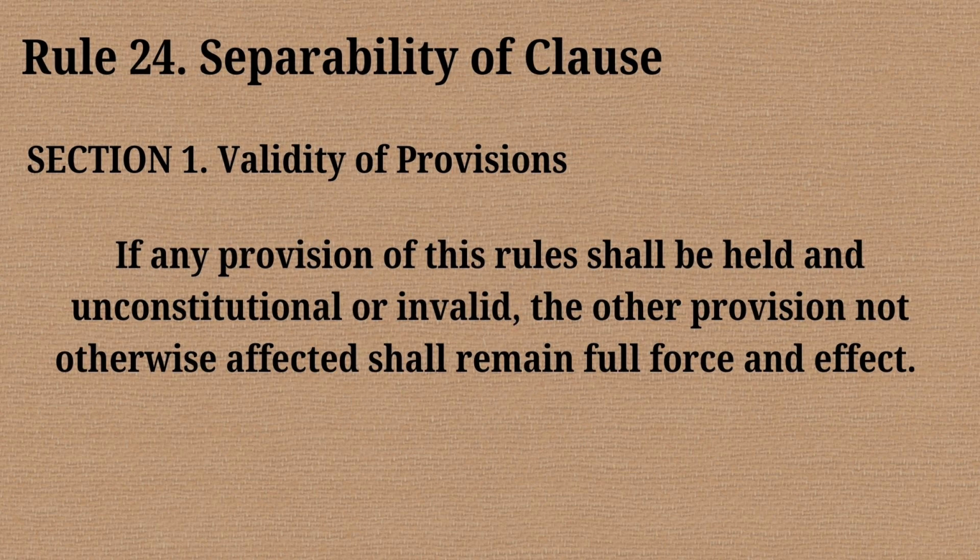Next rule, separability clause. Section 1. Validity of provisions. If any provision of these rules shall be held unconstitutional or invalid, the other provisions not otherwise affected shall remain in full force and effect. This section is saying that even if one part of this rule is found to be wrong or against the law, the rest of the rules will still be valid.